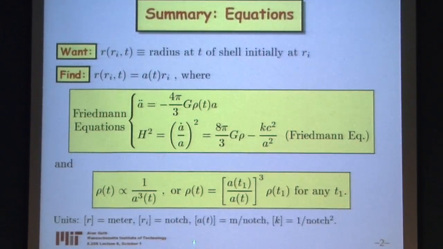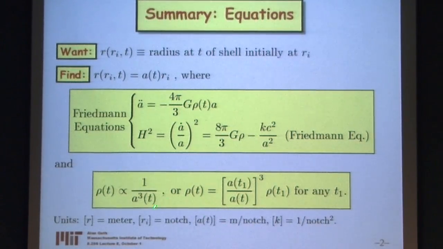And a notch is defined so that a of t is then measured in meters per notch, and at time t_i, 1 notch equals 1 meter. But at different times, the relationship between notches and meters is different because it's given by the time-dependent scale factor, a of t.